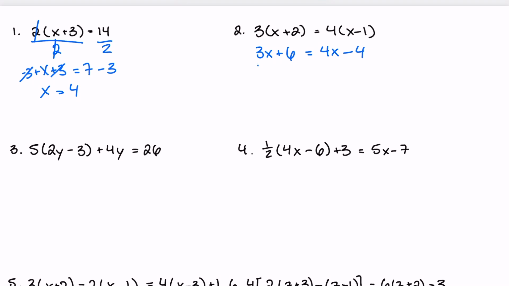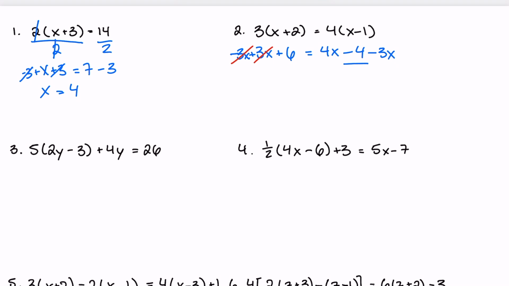So we want to get our x's on one side and our constants on the other side. I'm going to move the smaller x value to the side with the larger x value. That way our x's remain positive, so we don't have an additional step. But really it doesn't matter. So I'm going to subtract 3x from both sides. So this negative 3x and positive 3x is going to cancel out. And then 4x minus 3x would give us positive x.